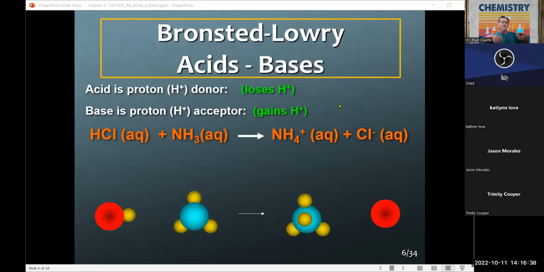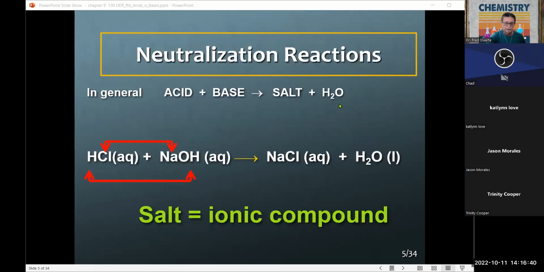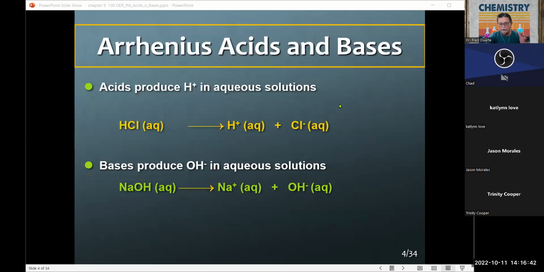All right, the other definition, we got the Arrhenius definition of acid or base, anything that produces a proton.